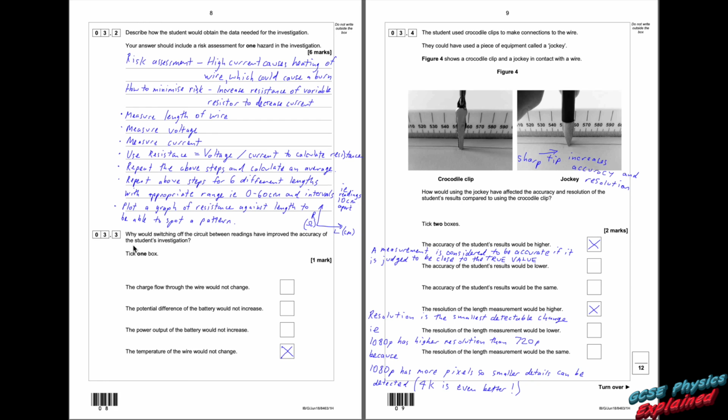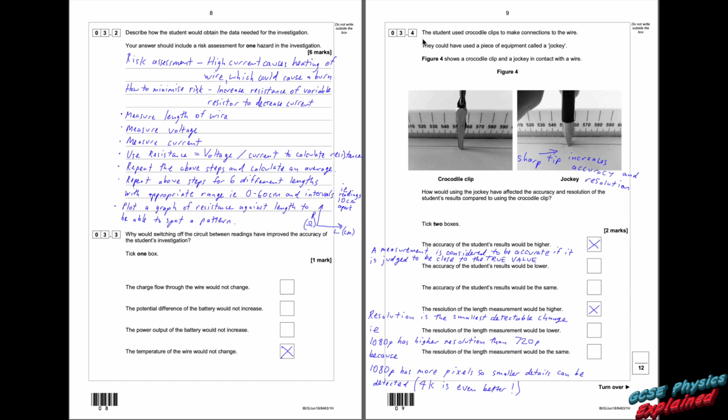Part 3. Why would switching off the circuit between readings have improved the accuracy of the student's investigation? Well, it's basically the temperature of the wire would not change. Remember, if you change the temperature of the wire, it's going to change the resistance of the wire, and that'll affect your results.